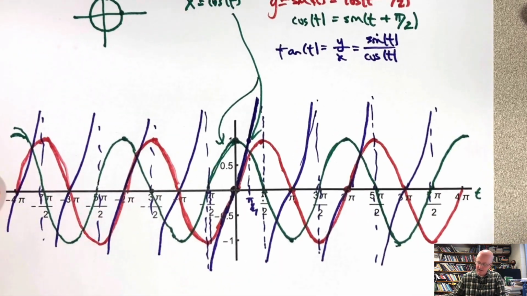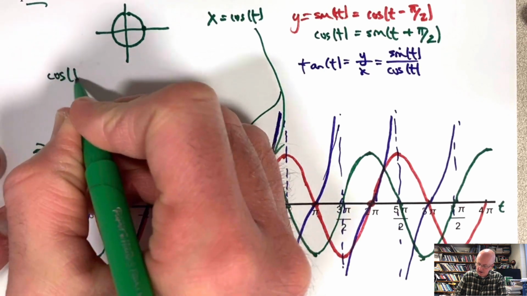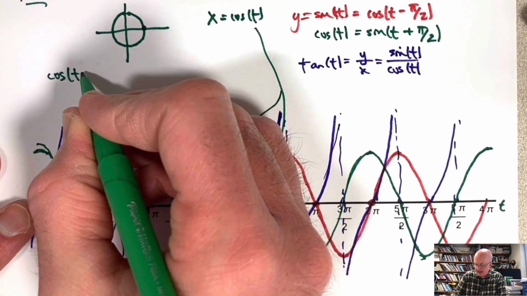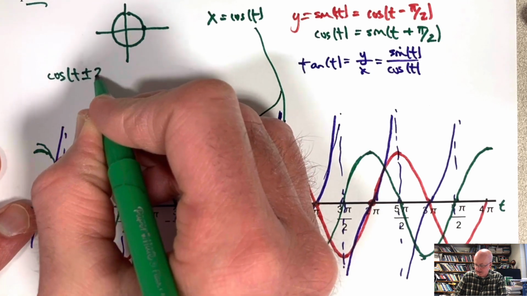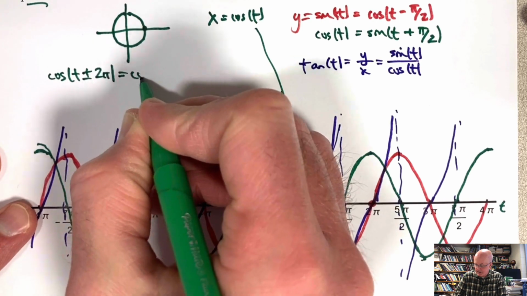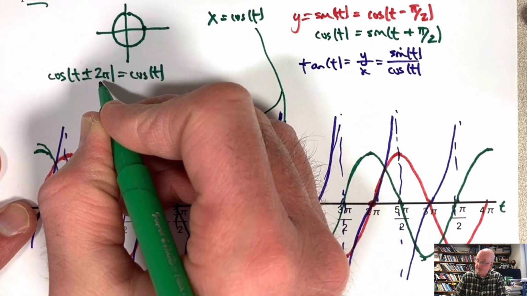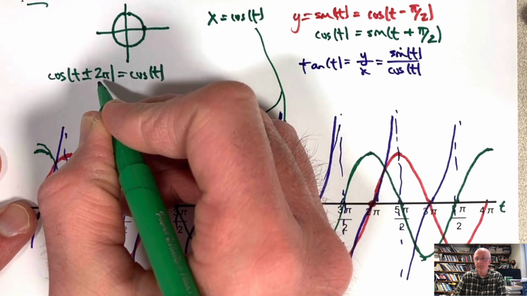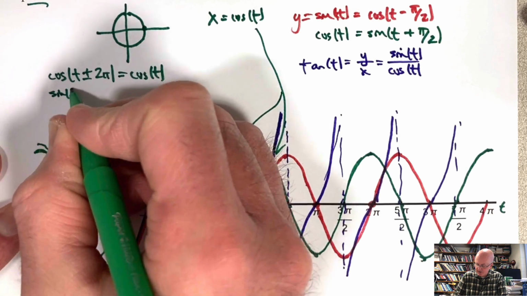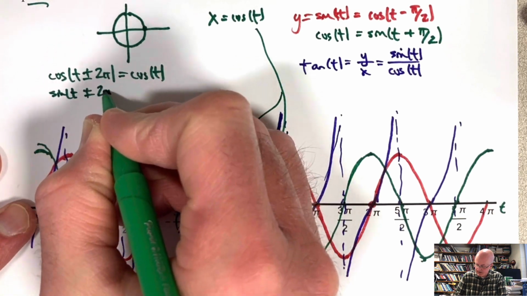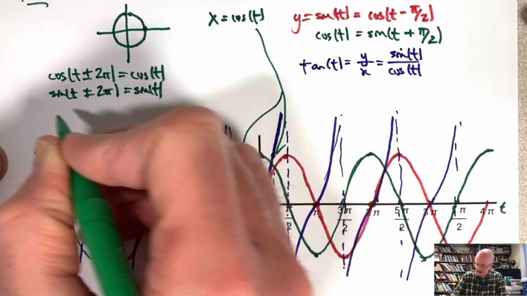The fact that cosine and sine are periodic with period 2 pi means, for example, I can write cosine of t plus or minus 2 pi is the same as cosine of t. You can also replace that with plus or minus 4 pi or 6 pi or 8 pi or 10 pi or any even multiple of pi. Same kind of thing holds with the sine function. Sine of t plus or minus 2 pi is the same as sine of t.